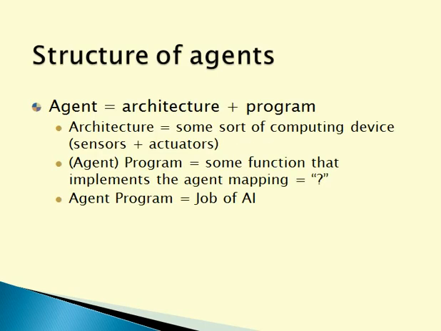Structure of agents. Agent is equal to architecture plus program. Architecture is some sort of computing device, like sensors and actuators. Agent program is some function that implements the agent mapping. The agent program is nothing but the job of AI.